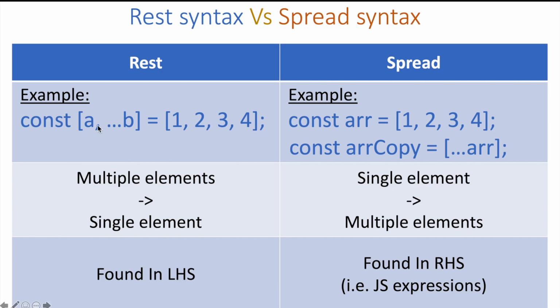So here on the left we have the rest syntax example. We have const, and within square brackets we have a comma and then the ... operator followed by b, and we have assigned that to 1, 2, 3, 4. So what this will do is pattern matching will happen, and a will be assigned the value of 1 and the rest of the elements 2, 3, 4 will be gathered into an array and b will be assigned that array. Let's look at the spread syntax example over here. Here we have an array ARR equals 1, 2, 3, 4 and we are making a copy of the array by using the ... operator over here.